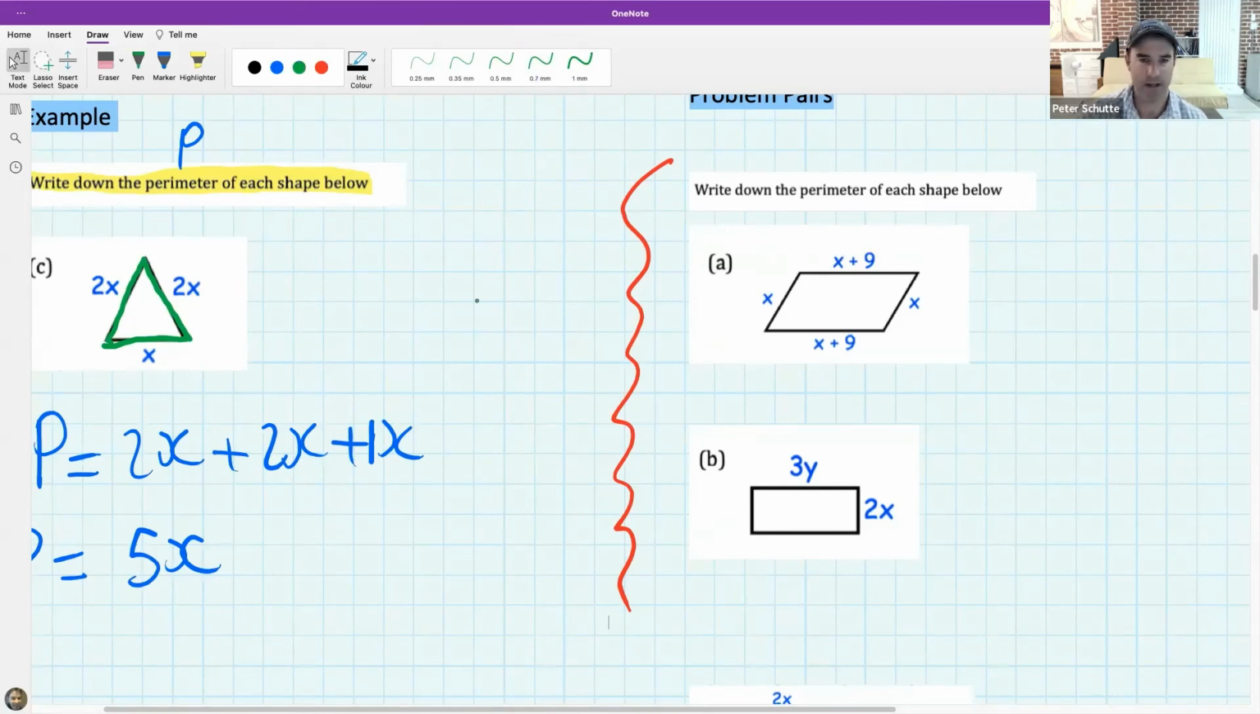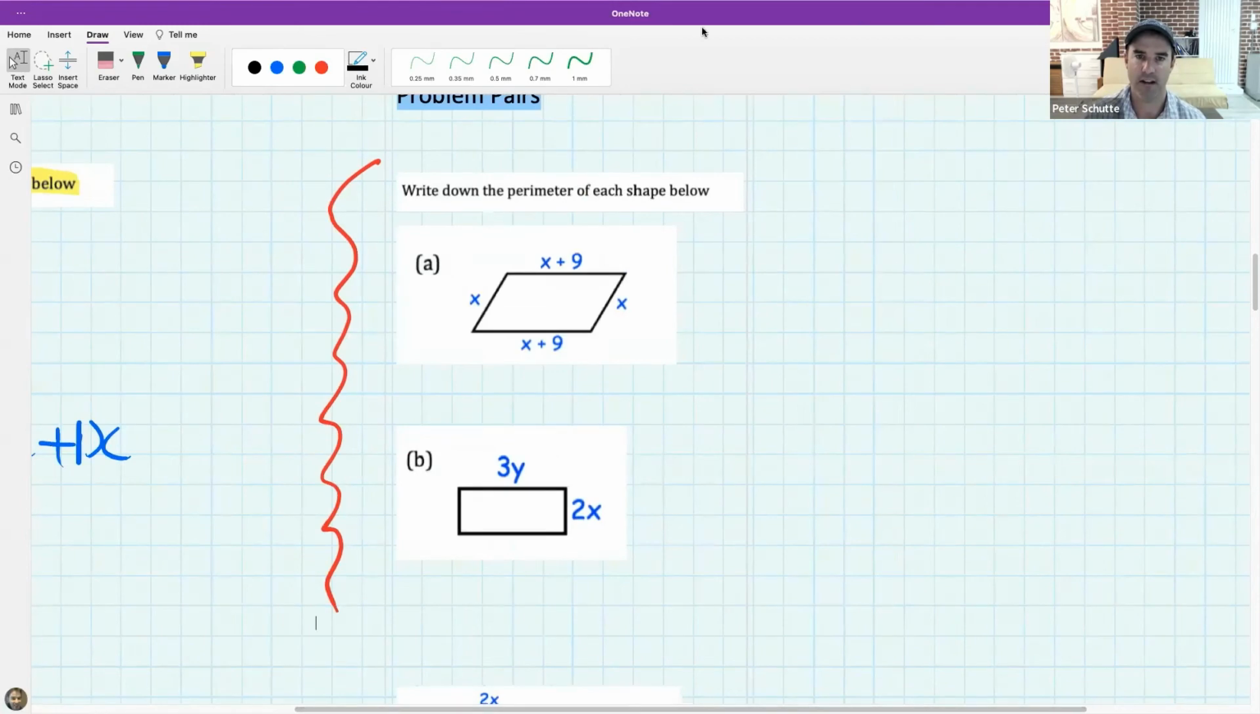So who would like to help me with A? Raise your hand and you can help me out. Kanyesile, coming to you, I'm trying to unmute you. Can you hear me? All I want to know is the perimeter of the shape, but it's in terms of variables. The perimeter is adding up all the distances around the outside.